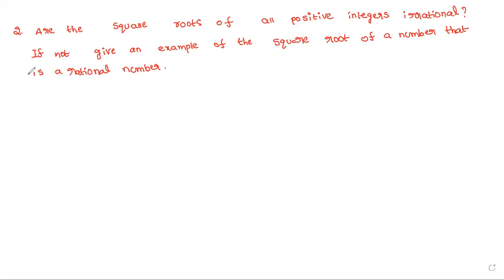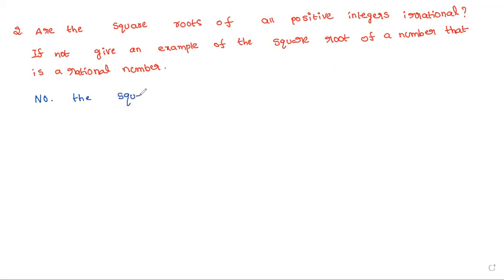Yes or no? No. So square roots of all positive integers irrational, not possible. Root 4 is 2. 2 is a rational number, 2 is written as 2 by 1, p by q form. So perfect squares are not irrational numbers. Okay. Answer no.